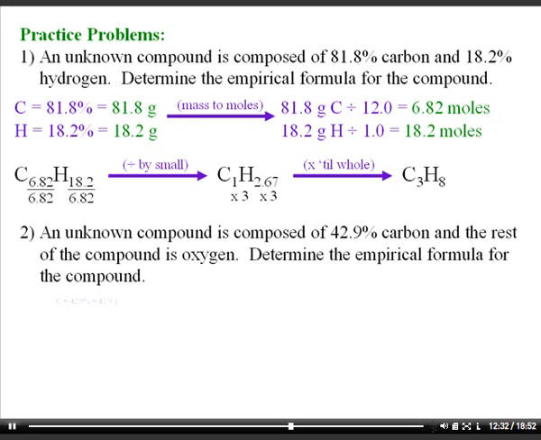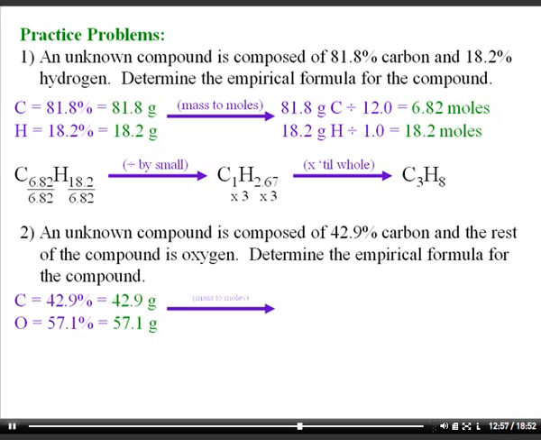Now for number 2, we do the exact same thing as before. We're going to change the 42.9% carbon into 42.9 grams, and it says the rest of the compound is oxygen. Now since there's only 2 elements in the compound, we know that the remaining percentage has to be oxygen. So it's 57.1%, and we're assuming that the compound is a 100-gram sample, so it's just 57.1 grams. So that's the percent to mass.